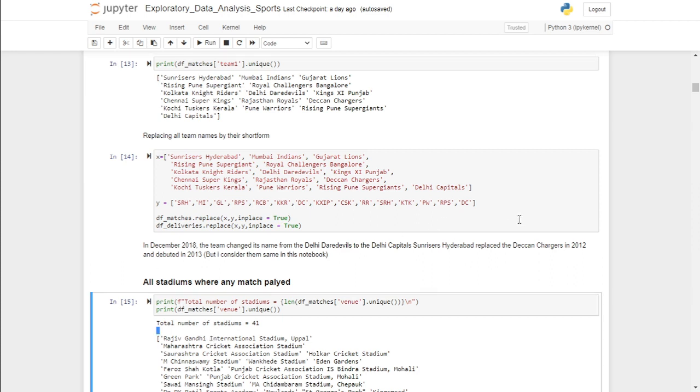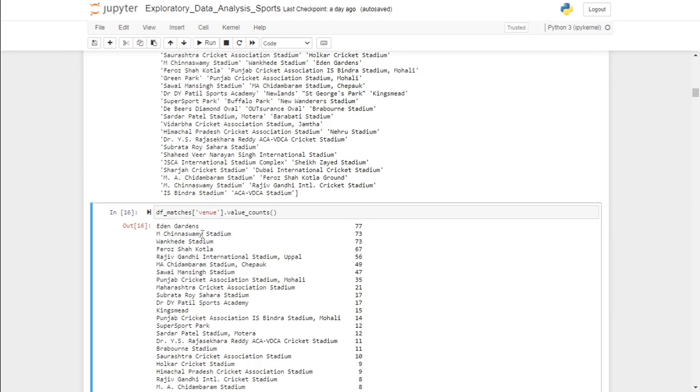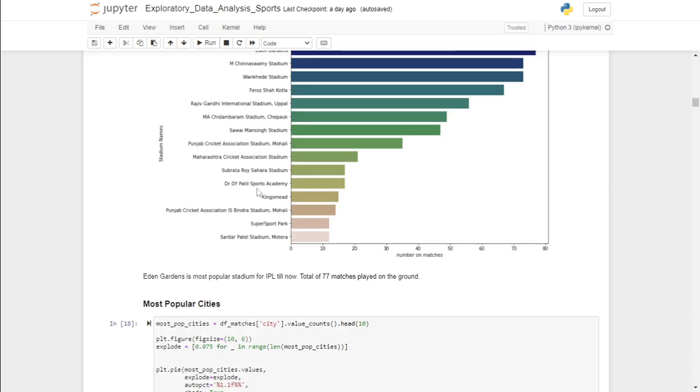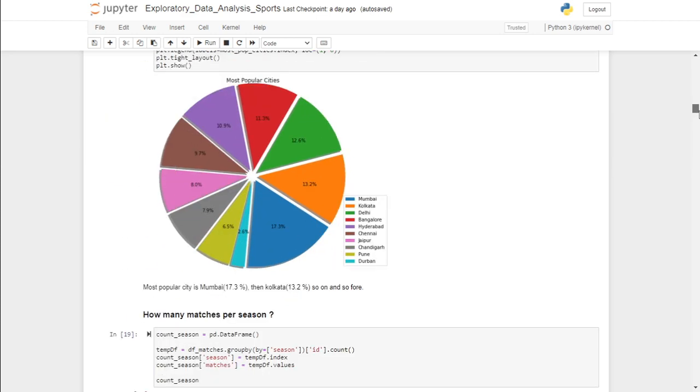And here are all the stadiums where IPL has been played, the venues and how many matches there are. You can see that Eden Gardens has had 77 matches played, which is the maximum. And here's the plot for these. The most popular cities are Mumbai and Kolkata.